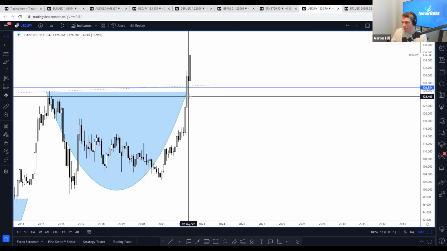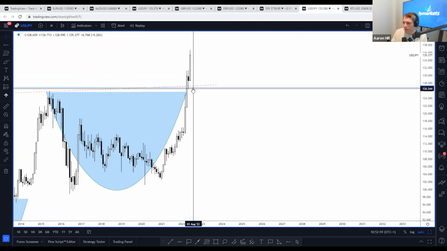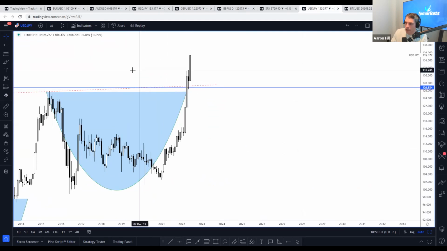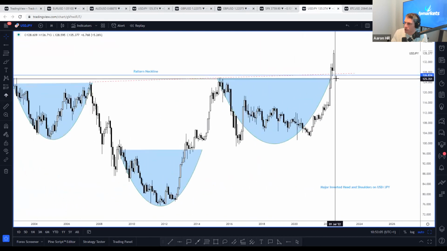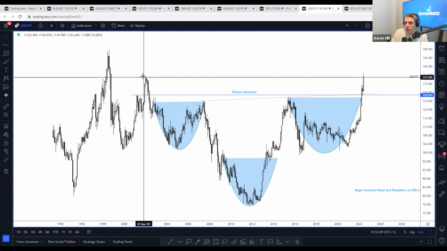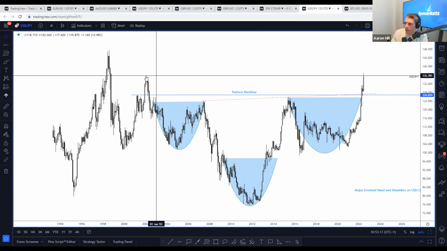Look, how easy that was to trade. And that's on a monthly time frame. All you need to do is go down to the lower time frames and look for an entry within that area. The only problem here is generally, traditionally, you would want to see a break of the head.